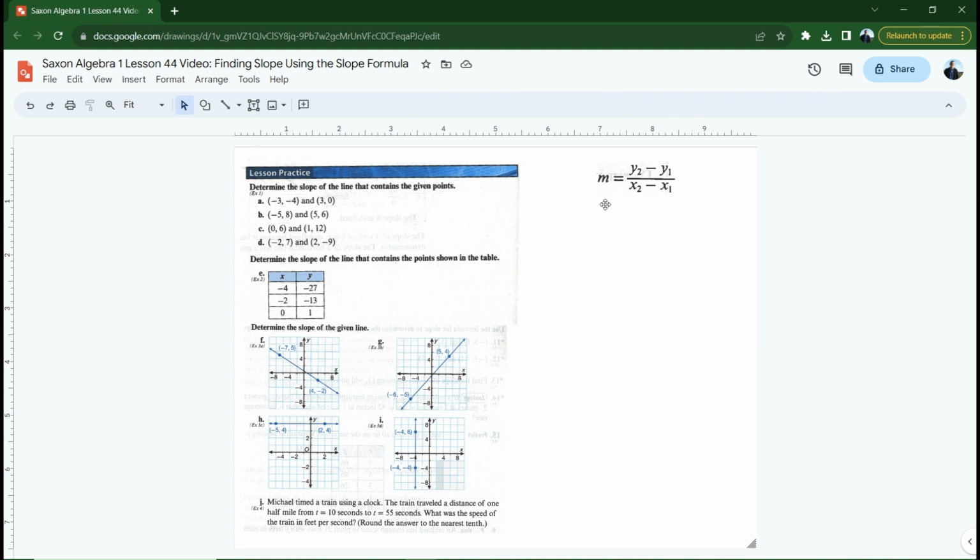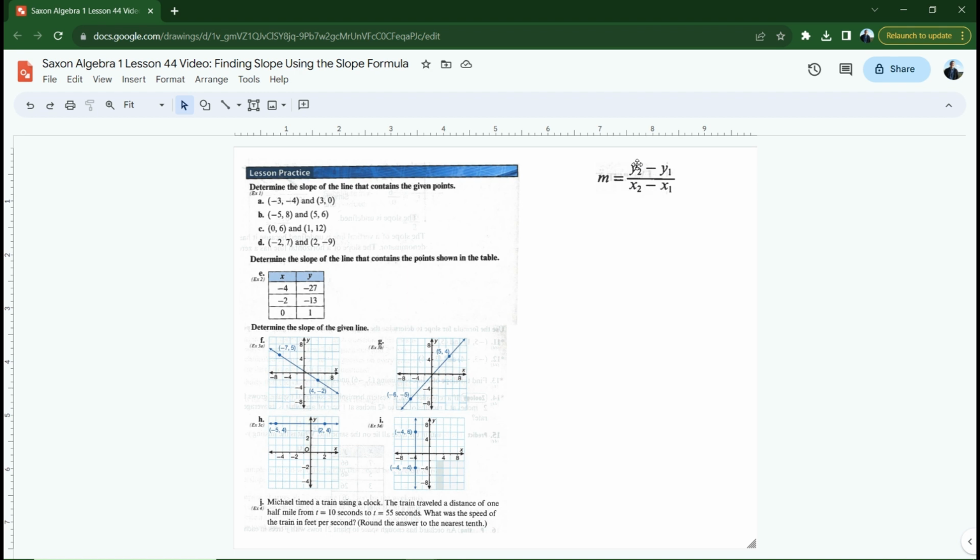Here's the slope formula. To calculate the rise, we just need two y values, and to calculate the run, we just need two x values. The second y value minus the first gives us the rise of the graph. The second x value minus the first gives us the run.